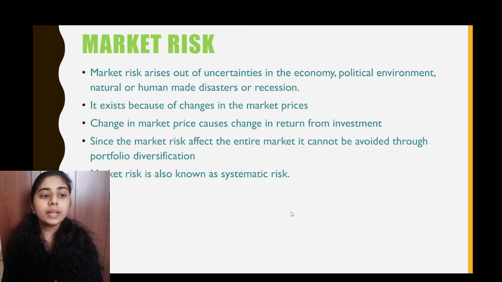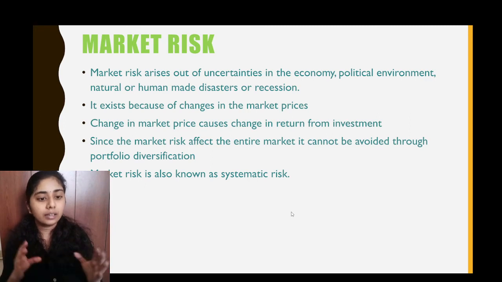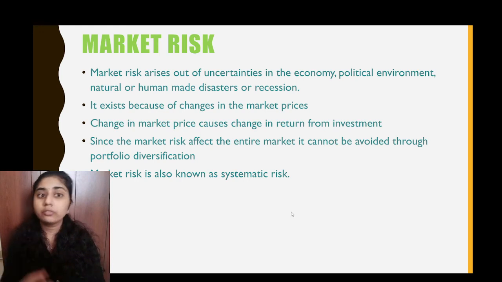Okay, so it exists because of the changes in the market prices, and changes in market prices cause change in return from the investment. Since the market risk affects the entire market, it cannot be avoided through portfolio diversification. So this market risk is also known as systematic risk because this risk cannot be avoided. Okay, so that is about market risk.